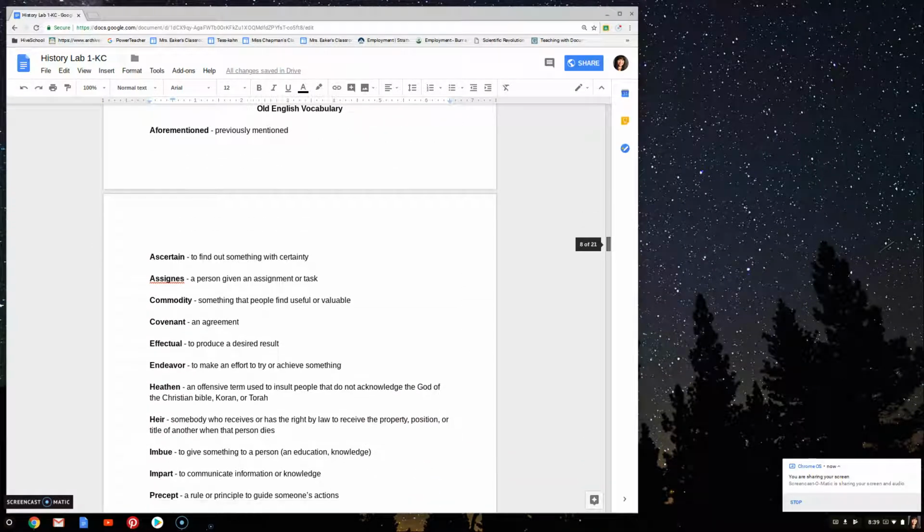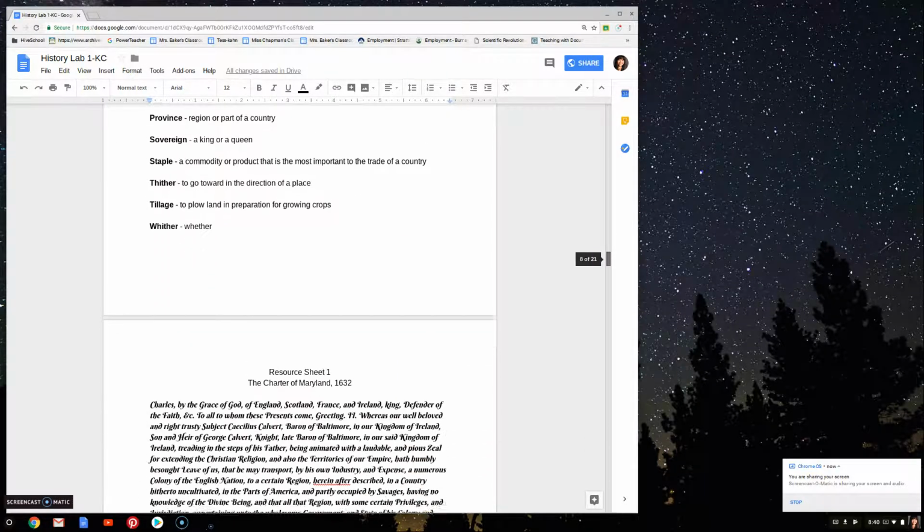There's also Old English vocabulary. Now, these are going to look super weird. They're going to sound very strange. They might even come across as offensive, like heathen. However, these words are specific to the historical time that we're learning about. We need to know what the words are and what they mean so that we can better understand the people of the time and what they were talking about. So they're kind of like clues to give us a little bit more insight.